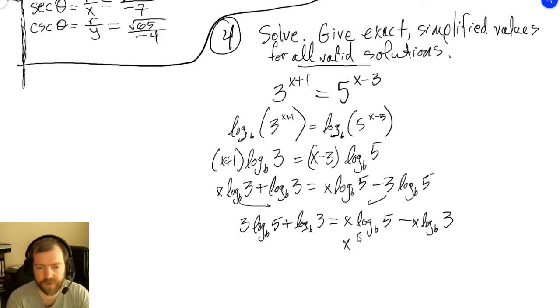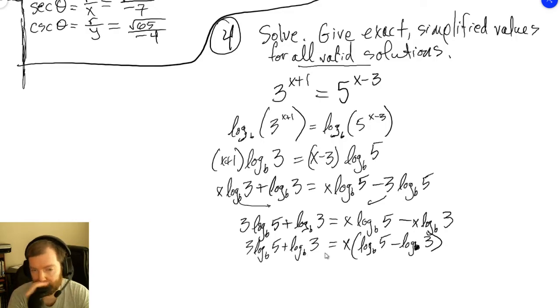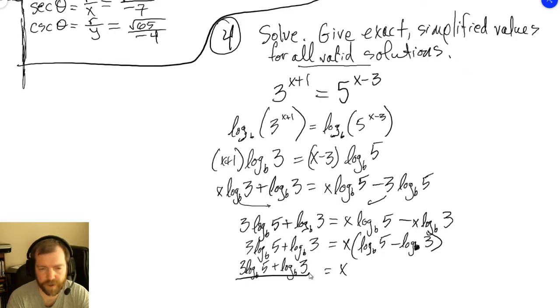Factor out an x from both of these. This is x times log base b of 5 minus log base b of 3. That's fine. And this over here can just stay as is: 3 log base b of 5 plus log base b of 3. So that means that x, we're going to divide, is 3 log base b of 5 plus log base b of 3 divided by everything over here: log base b of 5 minus log base b of 3.